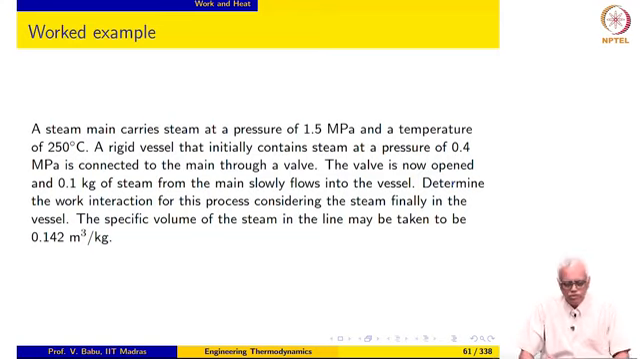The first worked example reads like this: a steam main carries steam at a pressure of 1.5 megapascal and a temperature of 250 degrees Celsius. A rigid vessel that initially contains steam at a pressure of 0.4 MPa is connected to the mains through a valve. The valve is now opened and 0.1 kg of steam from the main slowly flows into the vessel. Notice that this is important: slowly flows into the vessel. Determine the work interaction for this process considering the steam finally in the vessel. The specific volume of the steam in the line may be taken to be 0.142 meter cube per kilogram.